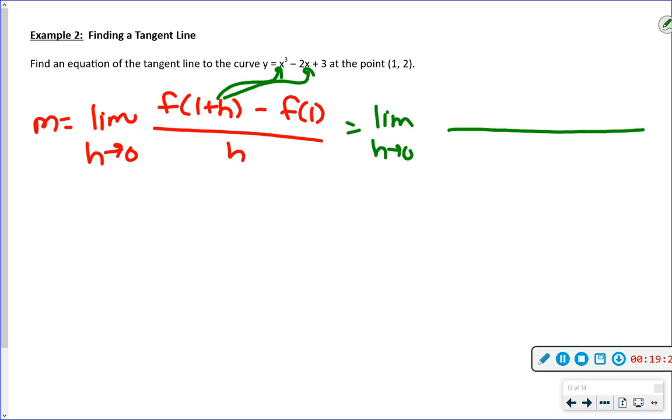So I'm going to have 1 plus h cubed. That's brutal, I'm already groaning. Minus 2 times 1 plus h, and then plus 3. Okay, f of 1. I think we could do f of 1 in our heads. If you put 1 in for x, that's going to come out pretty nice, I think. 1 cubed minus 2 times 1 plus 3. What's that? 2. And of course we have over h.